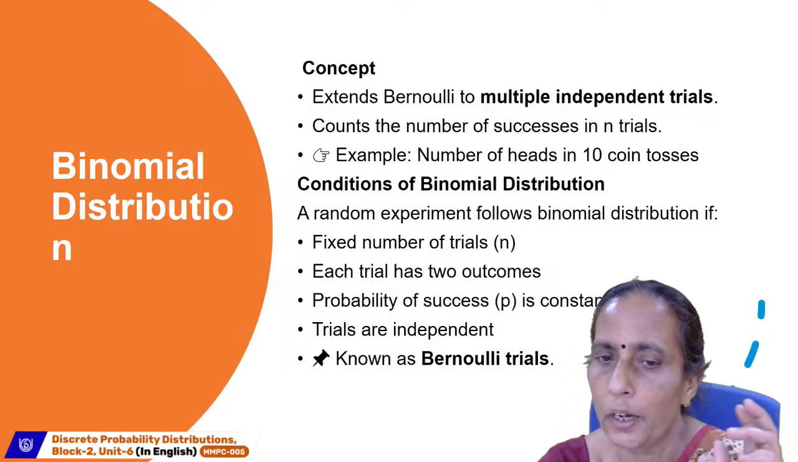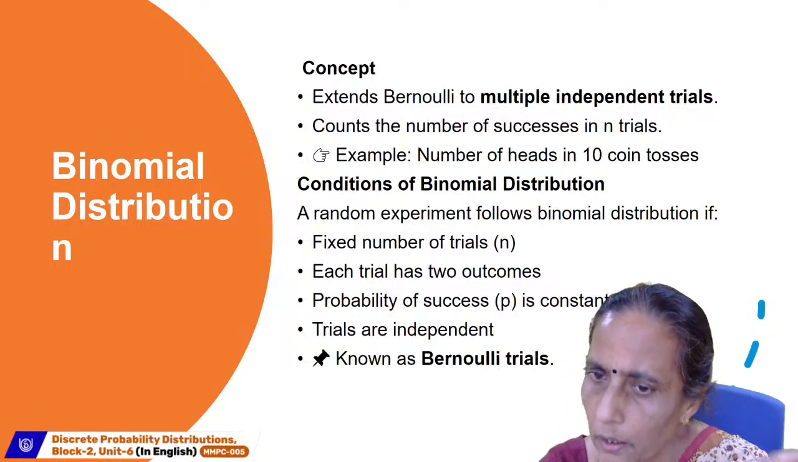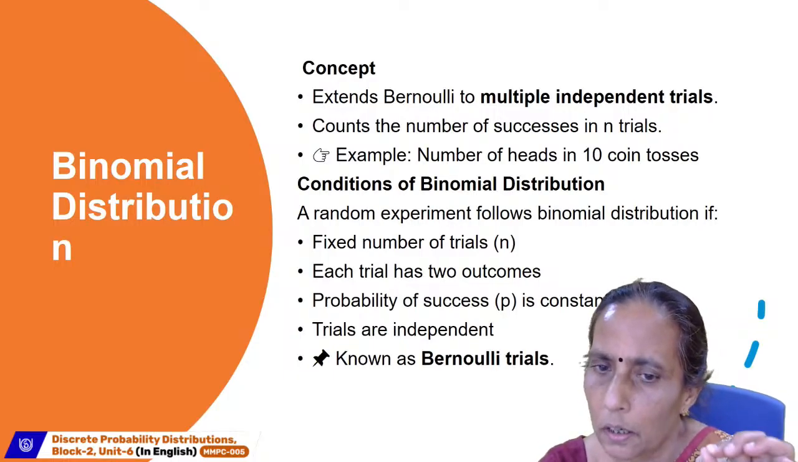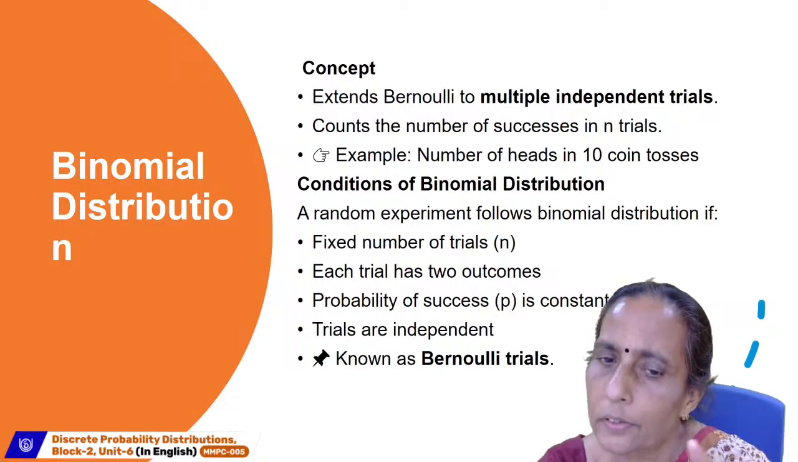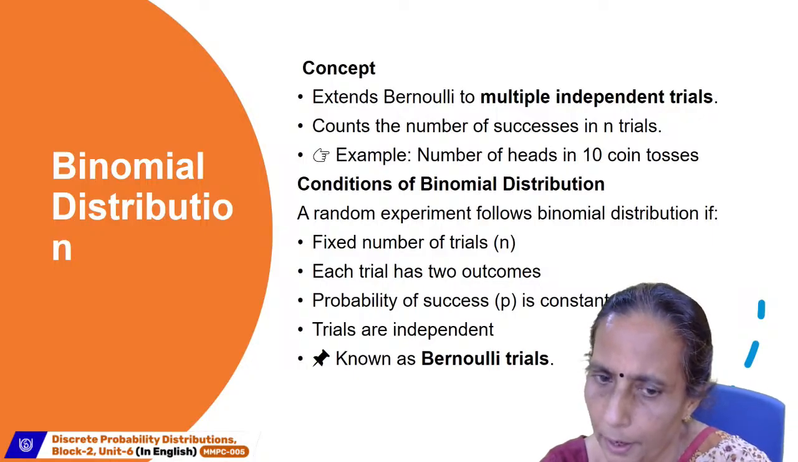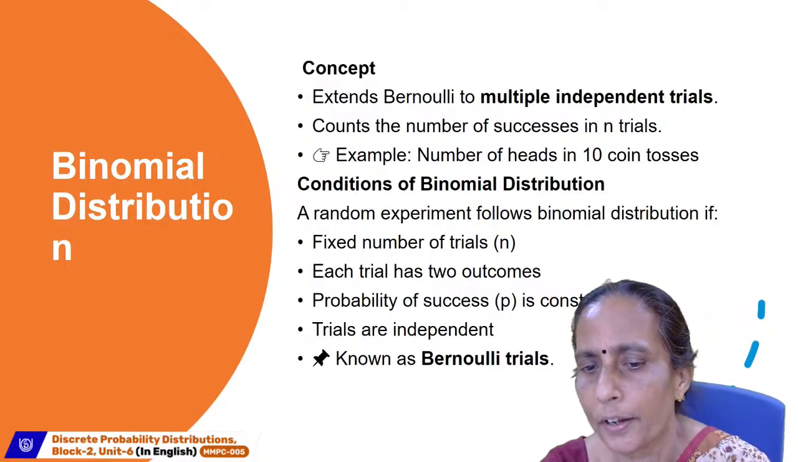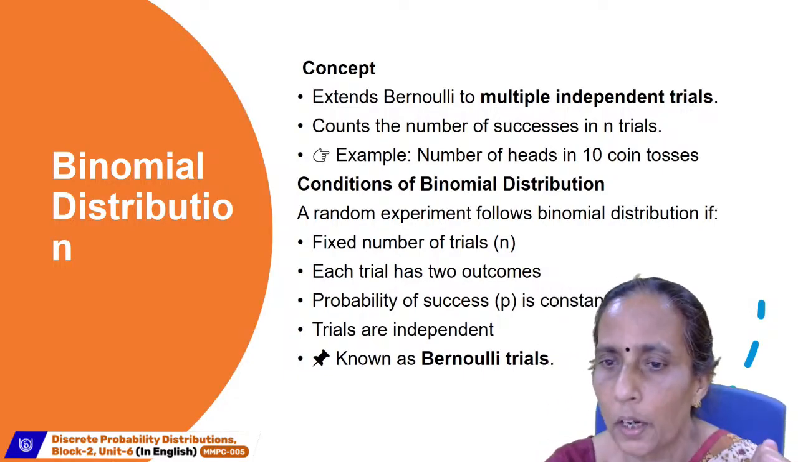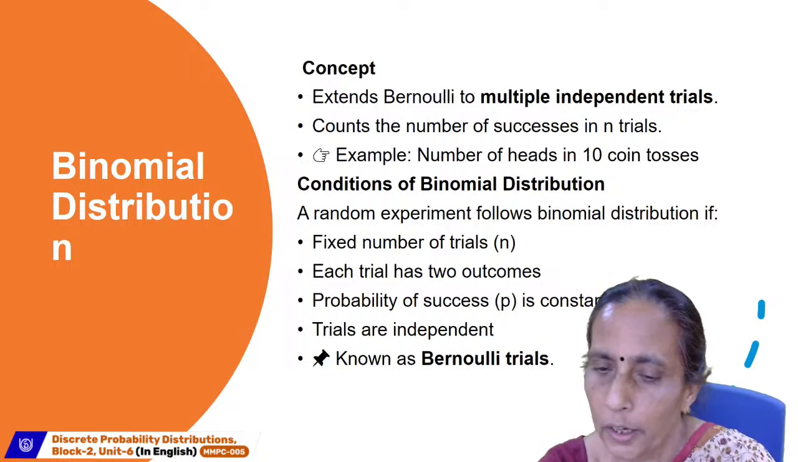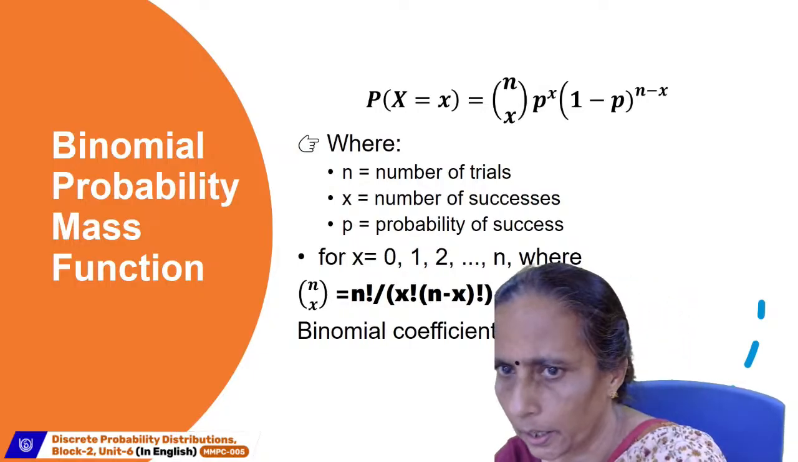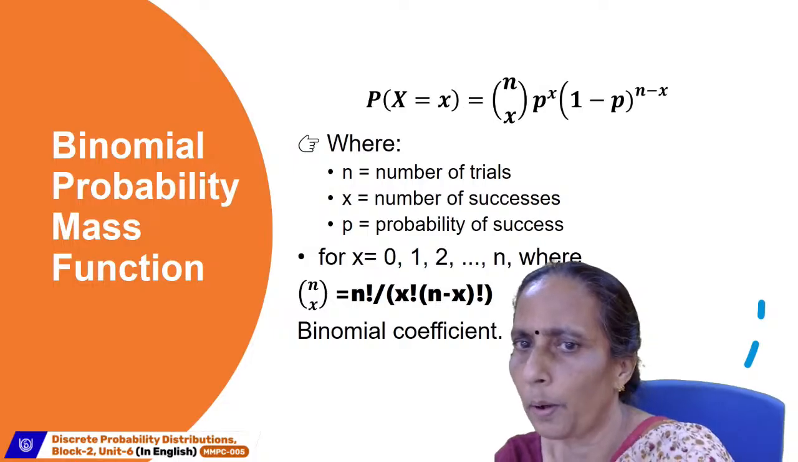Conditions of binomial distribution. A random experiment follows binomial distribution if there are a fixed number of trials, say n, and each trial has two outcomes, success and failure, and probability of success is constant, and each and every trial is independent, and hence the trials in your binomial distribution are called your Bernoulli trials.